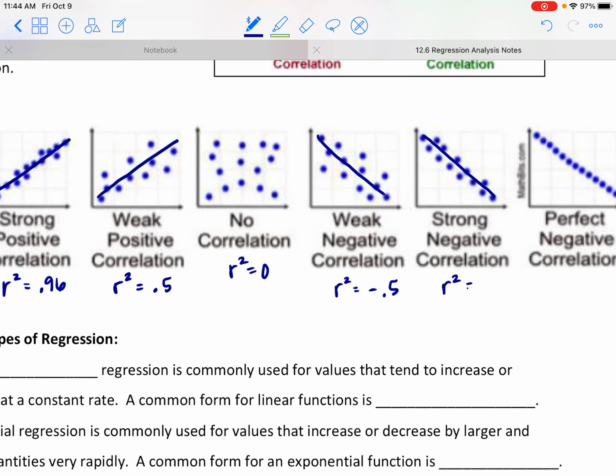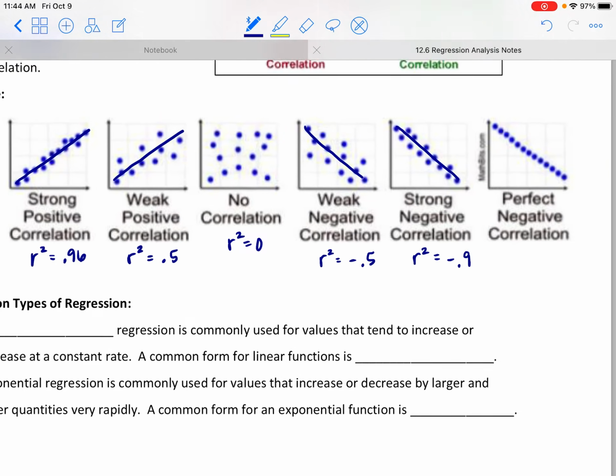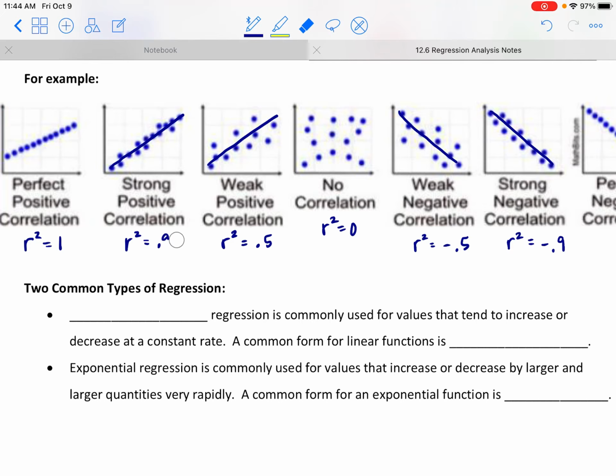So we can call this one maybe like a negative 90-ish. And again, just negative because it's decreasing. And when I said 90, I meant like a 90%. I like to think of these correlations as percentages. And I don't know, 96 was kind of random. Let's go back to like a 0.9 here.